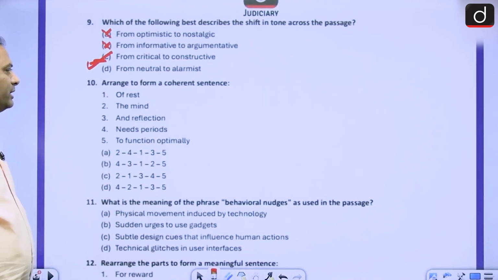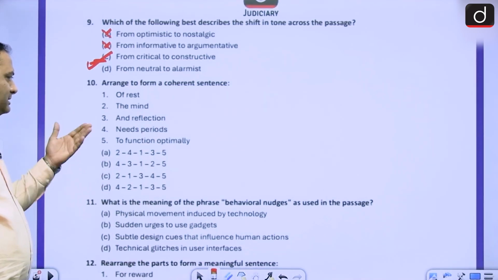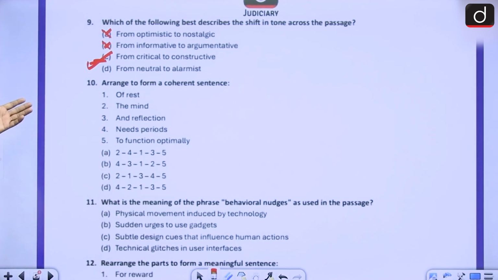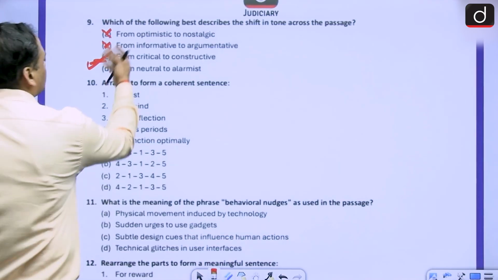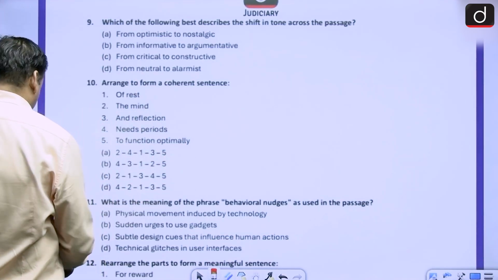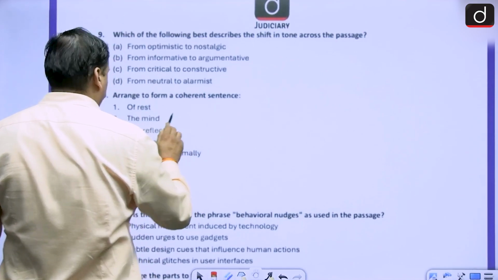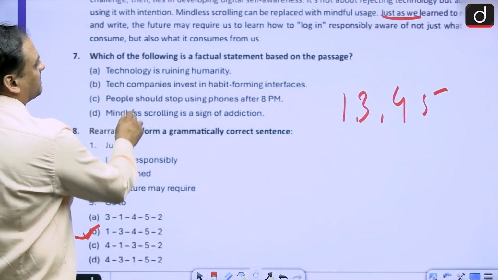Arrange to form a coherent sentence. Of rest, the mind and reflection needs periods to function optimally. So the right answer is what? This is also given in the passage somewhere. Can you think about it? It is given somewhere, and reflection. So we should go through the passage so we can get it. It is given somewhere in the passage.